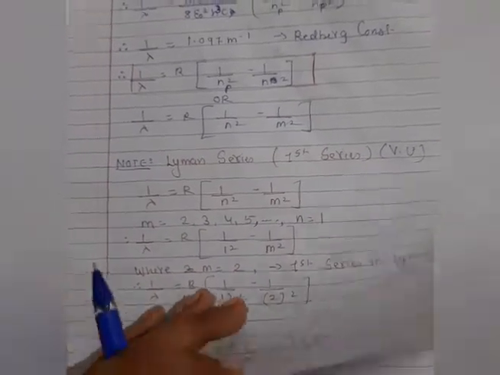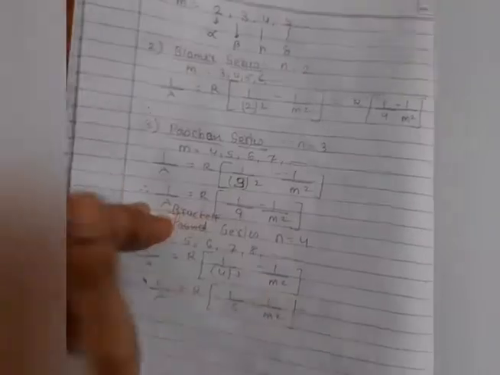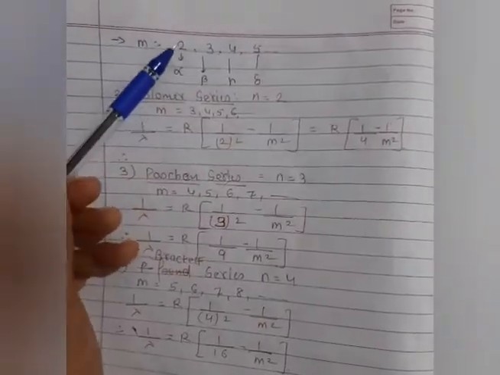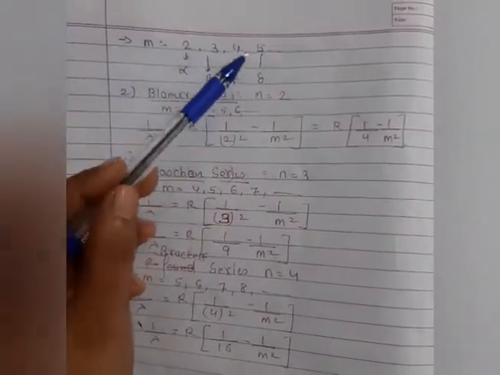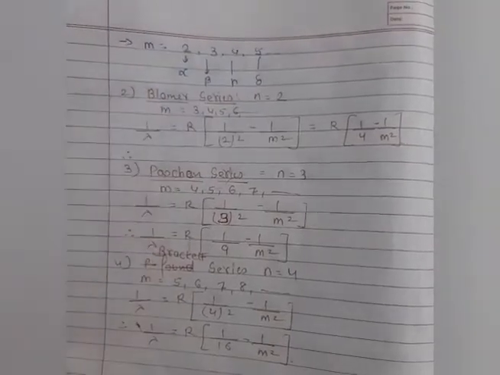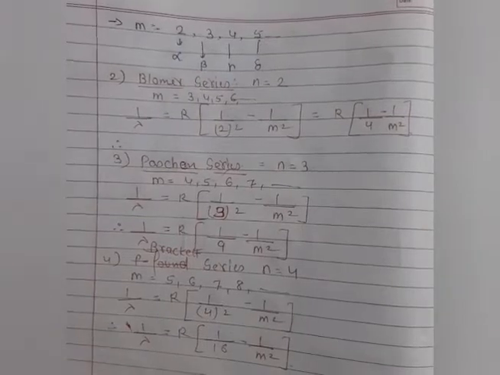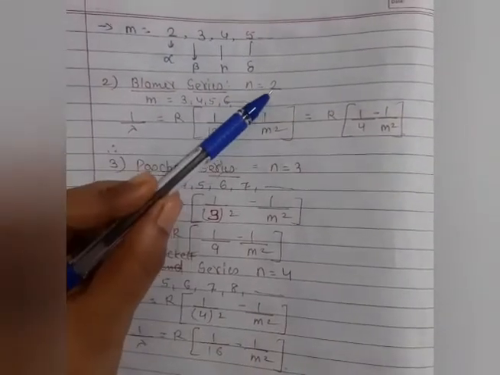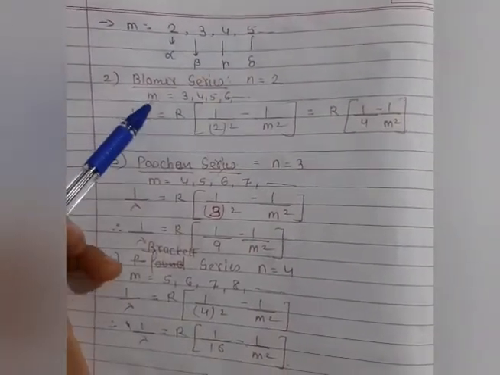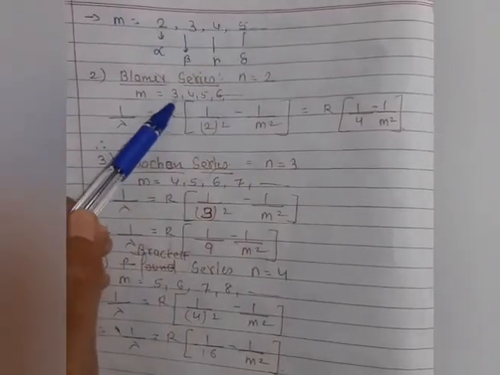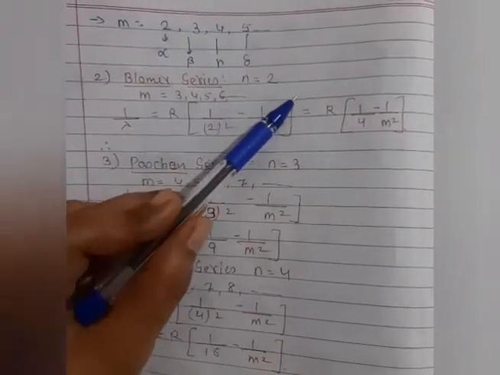Clear? Let's move on to the next series. Here also I have explained the first series alpha, beta, gamma, delta. In this way we can consider all series. Let's move on to the Balmer series. Balmer series means after the Lyman series. So the value of n is 2 we are taking. And the value of m is the next orbit after this, that is 3, 4, 5, 6 and gradually increases.